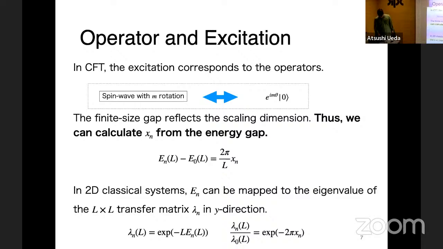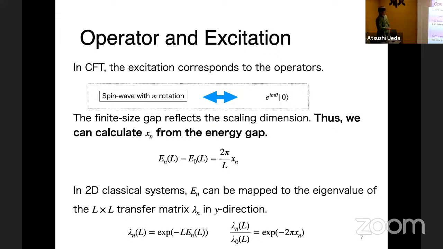More precisely, in the conformal field theory, an operator like φ_n and an excitation in the energy have a correspondence. For example, a spin wave excitation of the rotation from the left to the right corresponds to e^{imθ} acting on the vacuum. The finite size gap reflects the scaling dimension. So we can calculate the scaling dimension of the nth operator by linearly fitting the gap while changing the system sizes.